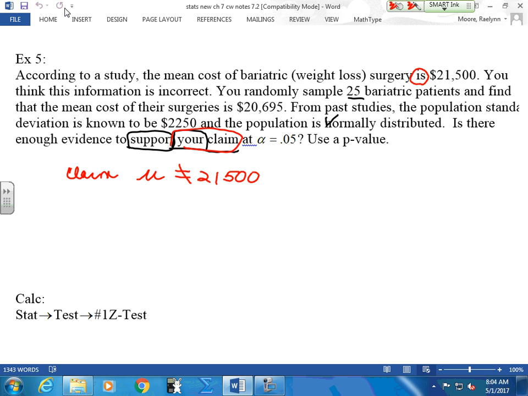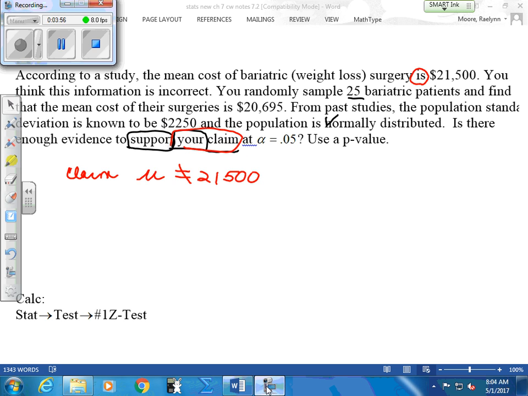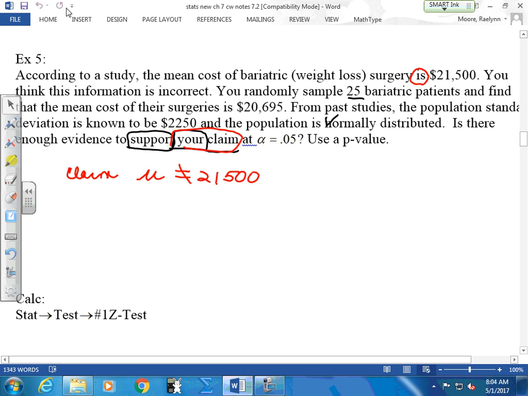That's different. So again, this is a little different than I would do. I would have added another statement. You disagree with this study. You think it's different. But they didn't put it in there, so that's one of those little assumptions we have to make. Now, we found this, so we know this is our HA.